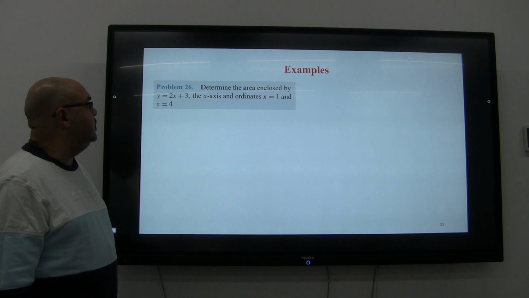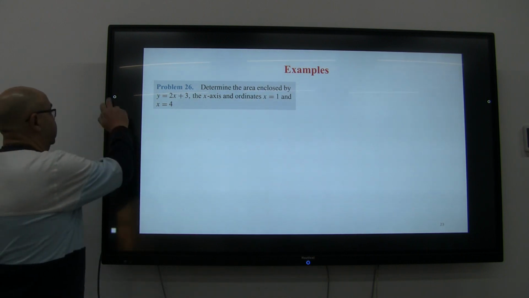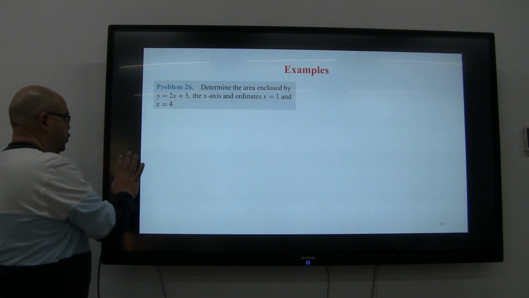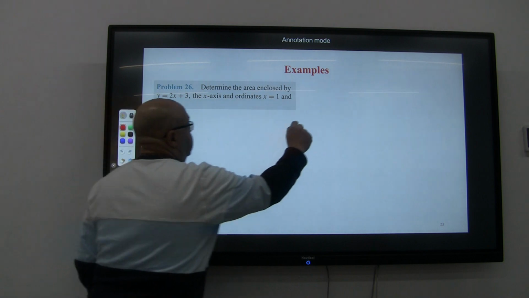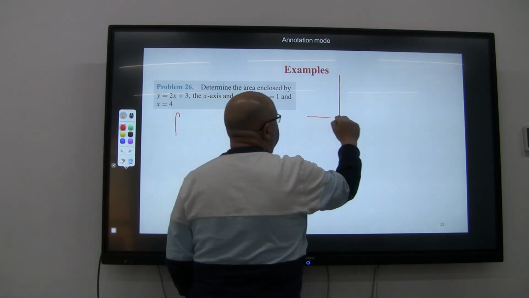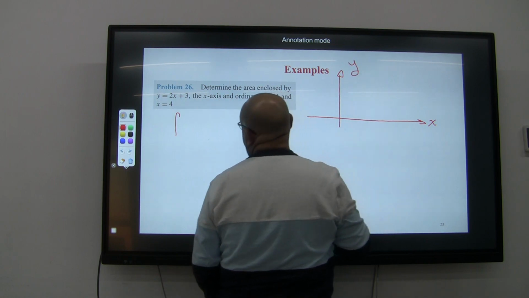Determine the area enclosed by y equals 2x plus 3 and the x-axis, with the coordinates from x equals 1 to x equals 4. It's very, very simple. All we have to do is get the integration. First, I would recommend that you sketch these functions in order to imagine the area that you are seeing.